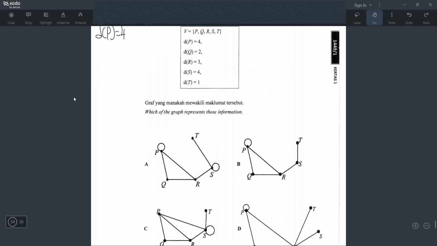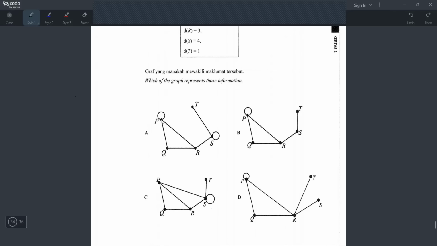So let's see A, B, C, D. What is the degree of vertex P in A? 4. 1, 2, 3, 4. So yeah. This one, P also, 1, 2, 3, 4. So yeah, this is also possible to be an answer. This one, how many lines pass through P? 1, 2, 3. So we know C is wrong already. And then this one, what is the degree of P? 1, 2, 3, 4. So yeah, this is also possible.